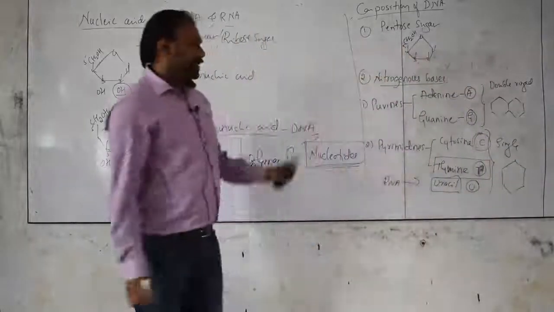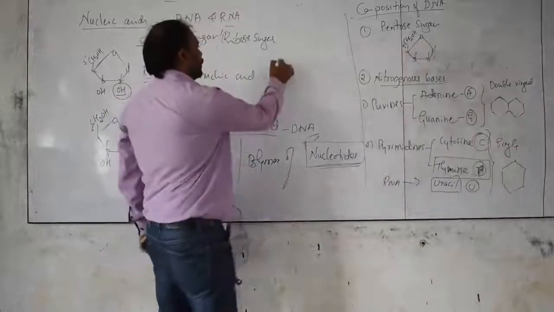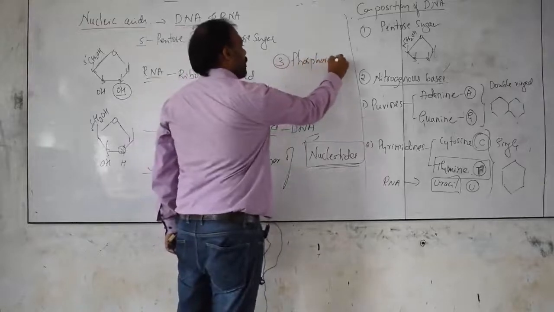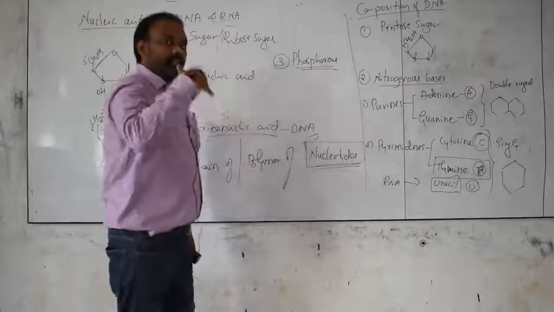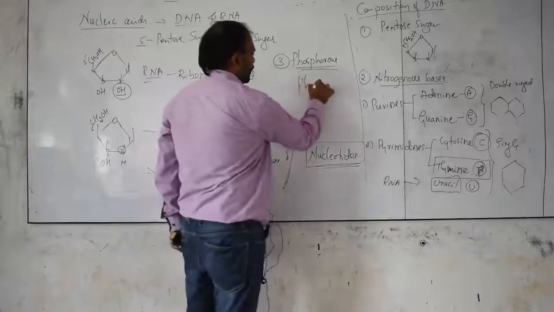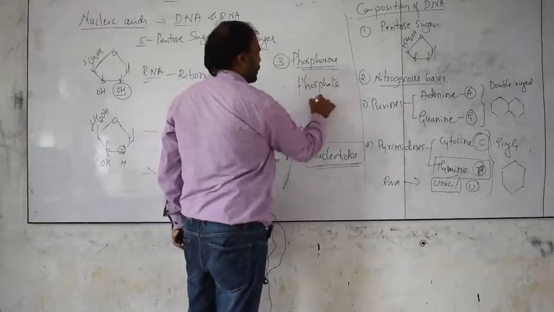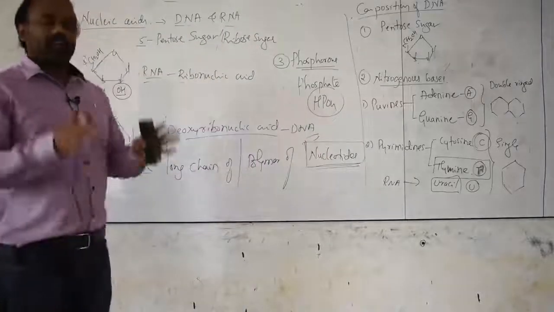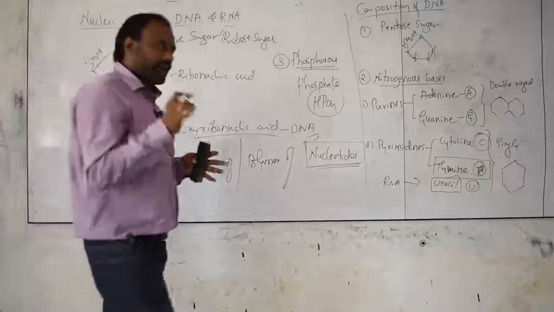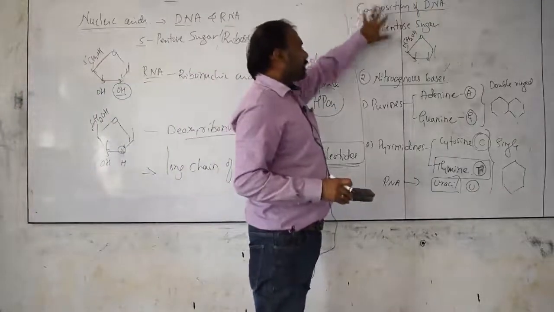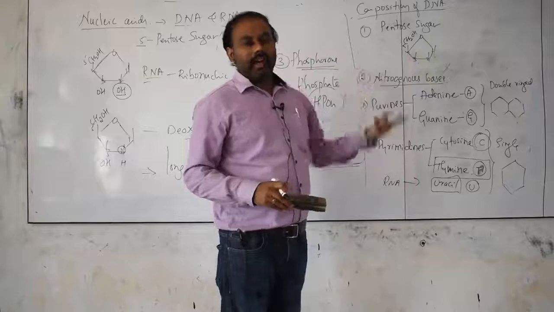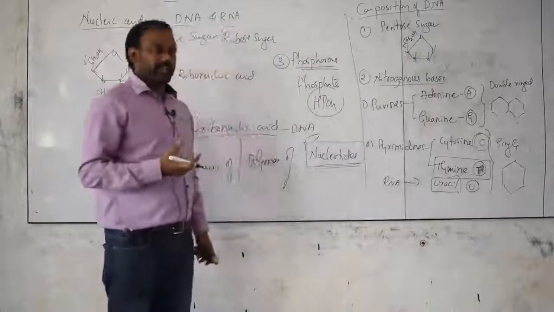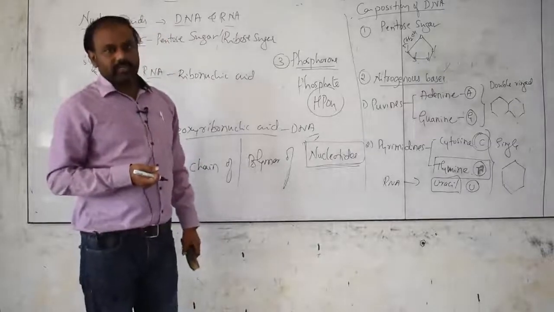Clear? This is the second ingredient, and the third ingredient is phosphorus. It is in the form of phosphate, that is HPO4. So these are the 3 main fundamental compositions, the chemicals present in the DNA and RNA. How they are arranged, what kind of arrangement there is, we'll discuss in tomorrow's class. Yes, thank you very much.